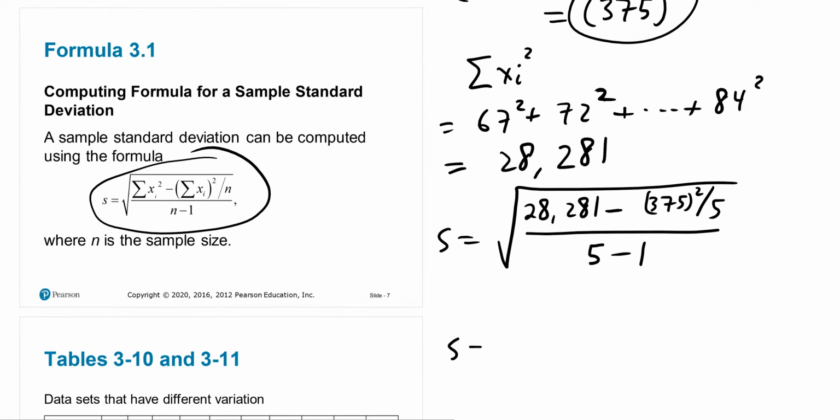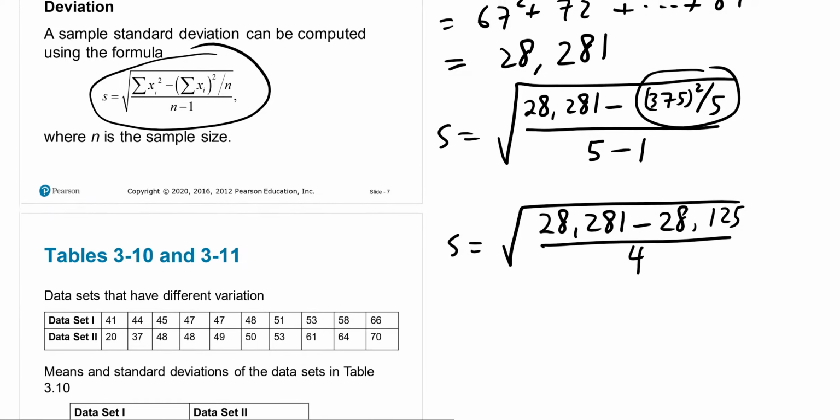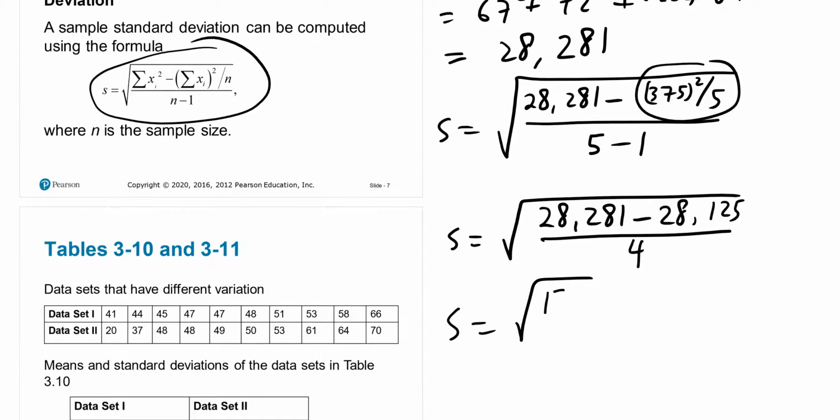First thing you do is this part, and we need to calculate what that is. That's 28,125 all over 4. Then 156 over 4 is 39, which is about 6.2. Same answer.